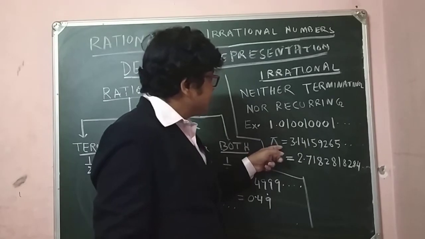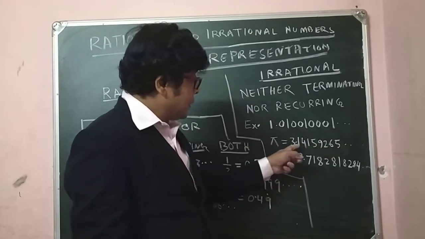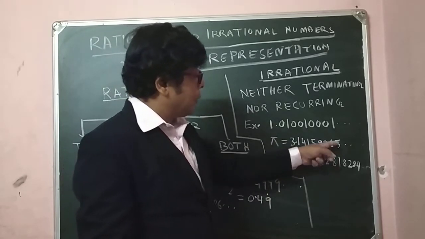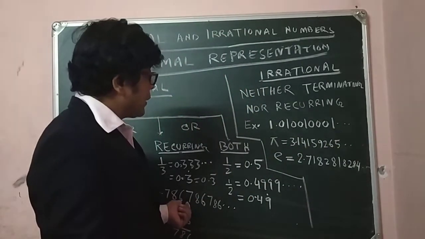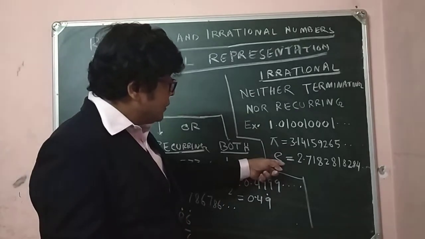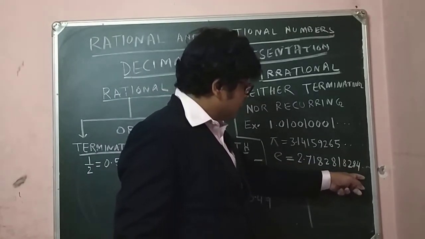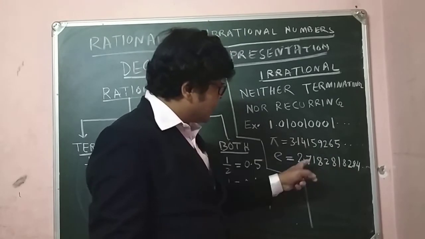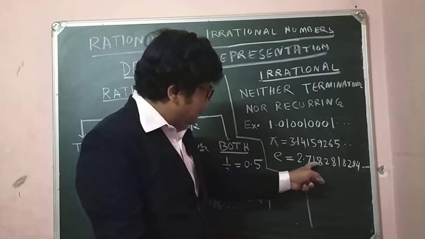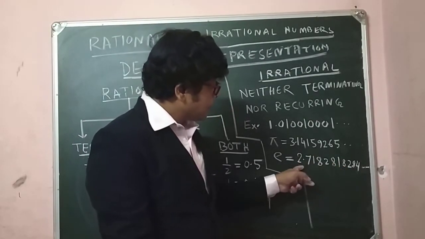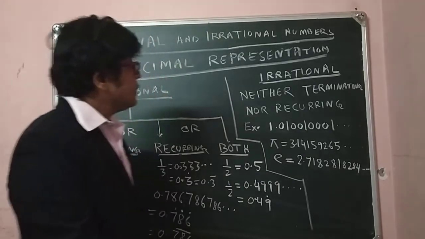You can see that pi, as we also mentioned, is an irrational number. You can see its decimal representation: 3.14159265. There are an infinite number of digits, but you cannot find any recurring decimal. Similarly, the number e has the value 2.7182818284, and similarly after the decimal point it has an infinite number of digits, and the digits 7182818284 are not a recurring number. Hence, pi and e are irrational numbers.